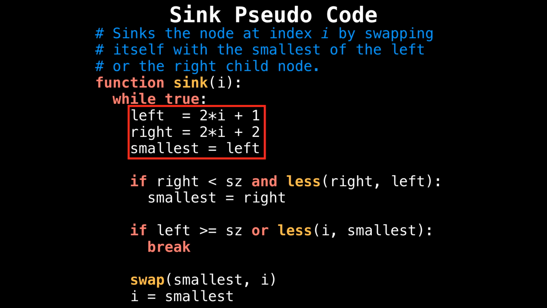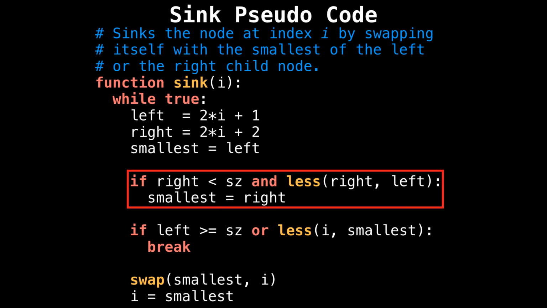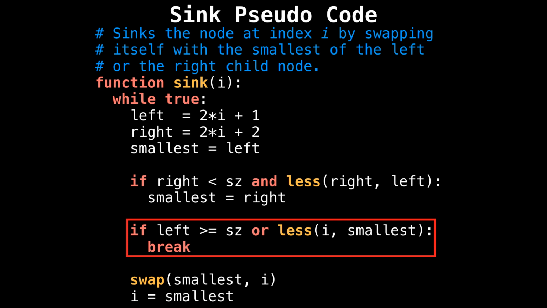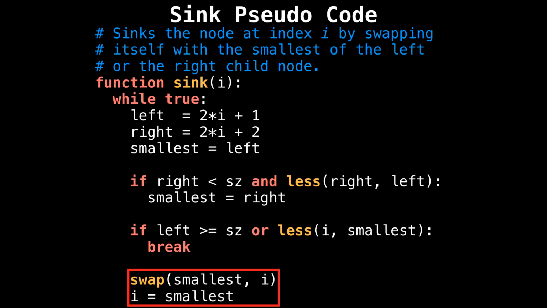To sink a node, we want to select the child with the smallest value, defaulting to the left child if there's a tie. In this next block, I try to update the smallest child to be the right child. But first, I need to check if the right child node index is within the size of the heap and its value is actually less than the one of the left node. The stopping condition is if we're outside the size of the heap or we cannot sink the current node any further. Lastly, we want to make sure we swap the current node with whichever was the node with the smallest value.